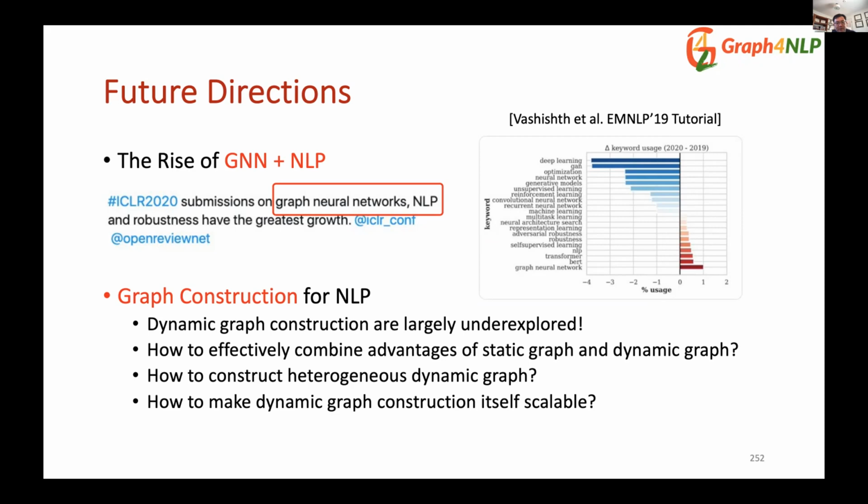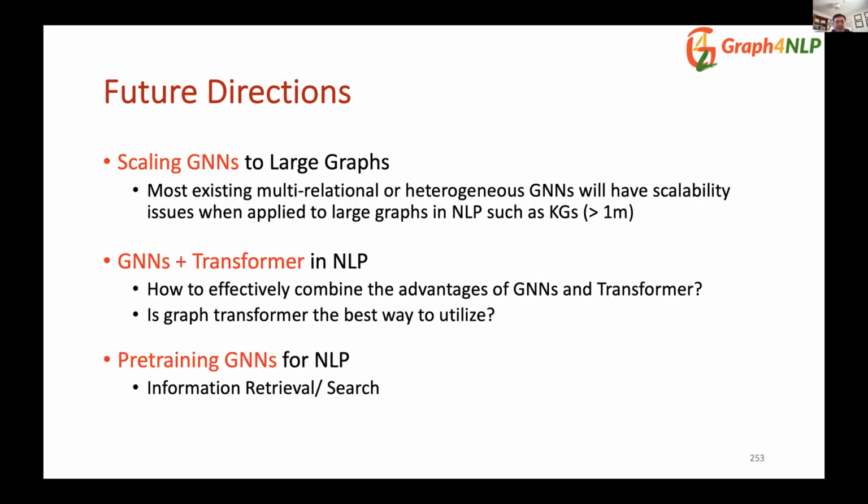But how to construct such a good dynamic graph is not a trivial problem. Also, how to make the dynamic graph construction itself scalable is a very important problem if your graph is large. The second part is how to scale graph neural networks to larger graphs. Luckily, we already have some solutions on that. This is one of the most active subdomains for the graph neural network community.